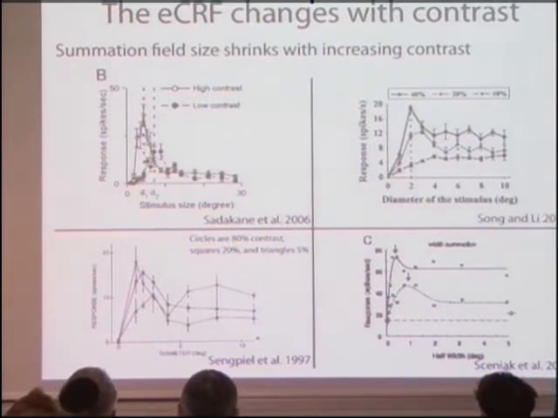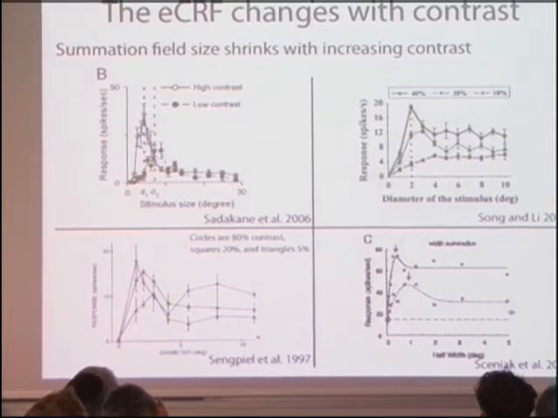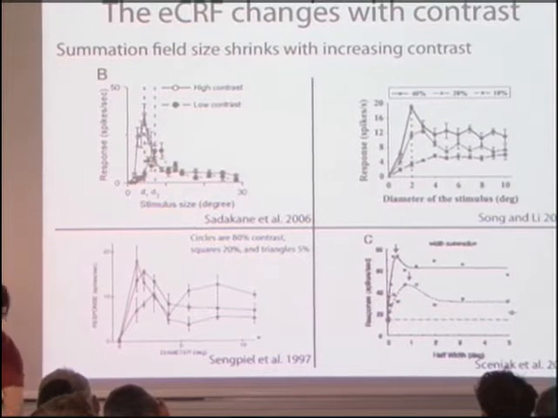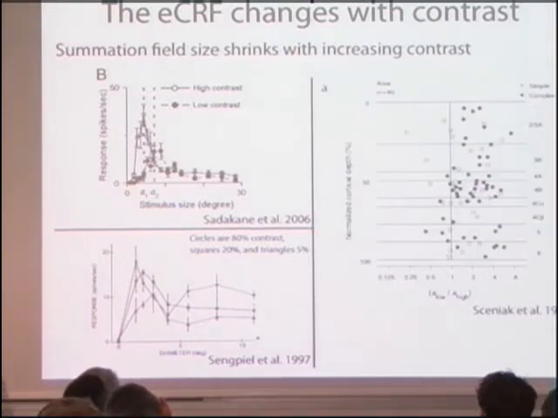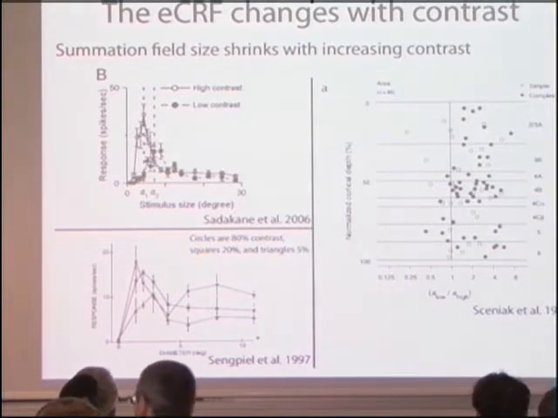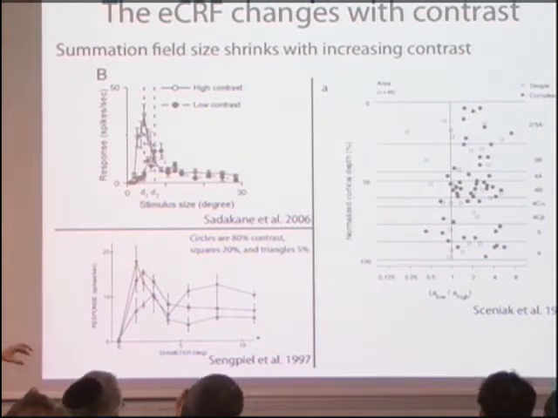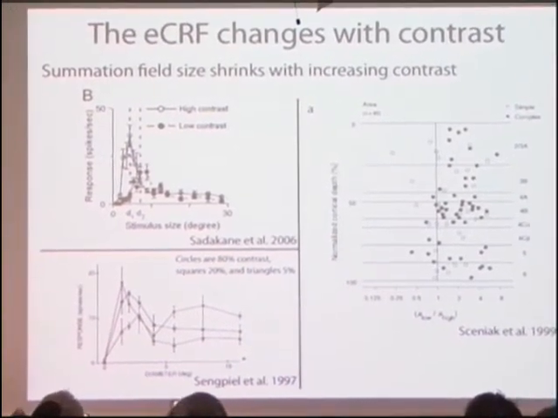It's well known that the summation field for cells in V1 shrinks considerably as you move from low to high contrast. A summation field here is defined really as the location of the first peak in your length tuning curve. When Sceniak et al. looked at many, many cells across many layers and many cell types, they found a pretty wide distribution, but an average of around a 2.3-fold shrinking of summation field as it moved from low to high contrast. And that's all this data here.